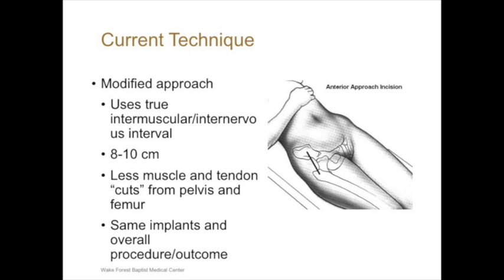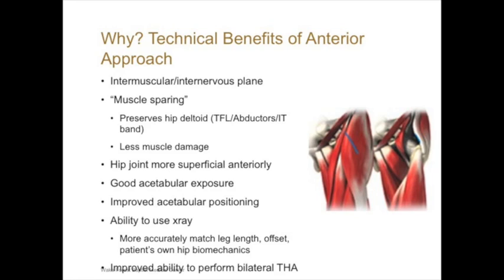Because it is using an internervous or intramuscular interval, that's one of the reasons people think that it's more tissue sparing, and it creates less pain afterwards too. There are fewer muscle and tendon cuts from the pelvis or the femur. But again, overall, it's the same implants, the same procedure, getting to the same goal, just a different way of doing it. So why do we do this? What are the benefits of an anterior approach over a posterior approach? Aside from being this intramuscular, internervous plane, it's muscle sparing in that it preserves the hip deltoid.